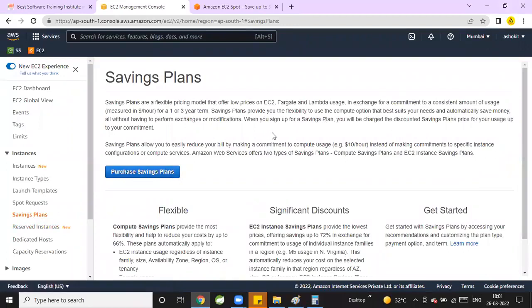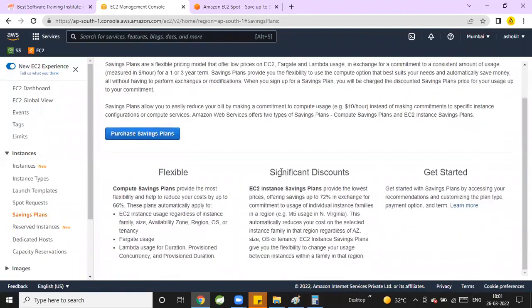What is the minimum time commitment that you need to take? 1 to 3 years. 1 year or 3 years minimum. Yes. So saving plans will provide you flexibility to purchase the EC2 instance for a minimum of 1 year and a maximum of 3 years. When you go for the saving plans, they are providing you some discount also. Flexible plans are available.